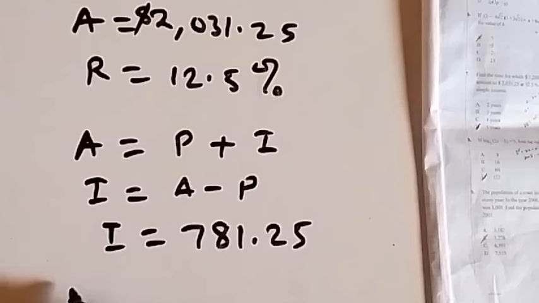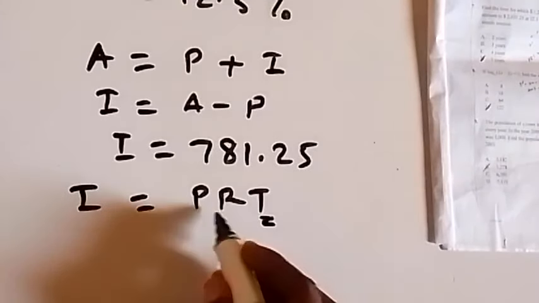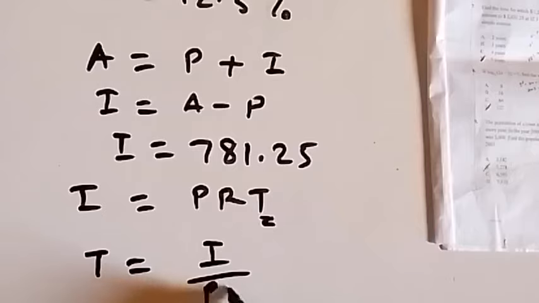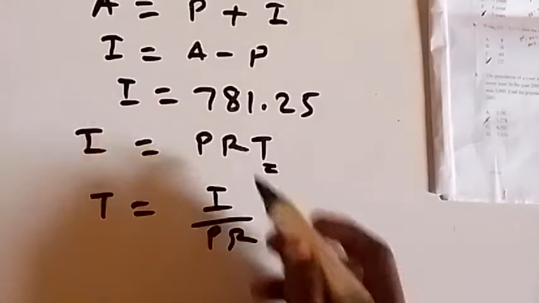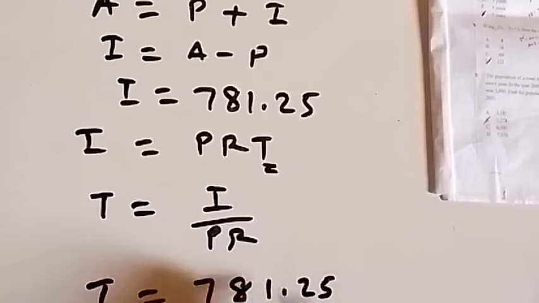Then don't forget the interest formula is PRT. We should not forget that R is in percentage. The question asks us to find the time, so we are finding T now. Easily we can make T the subject, and when we divide both sides by PR, T will be equal to I over PR. And what's our I? We already have it as 781.25. So T will now be equal to 781.25 divided by P times R.